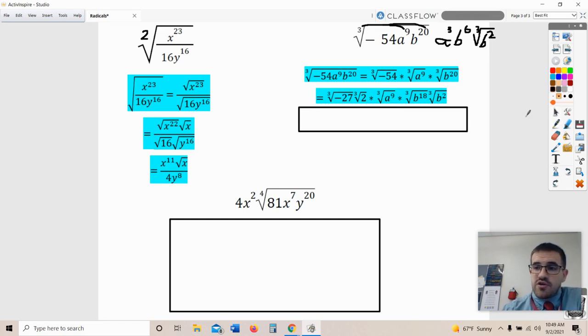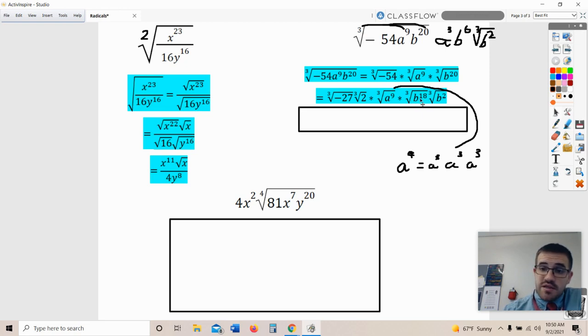The reason we're doing the cube root of a to the 9th, I'll draw that down here, is because a to the 9th equals a cubed times a cubed times a cubed. So because we're looking for the cube root, we're looking for what times itself 3 times will give us a to the 9th. And the same thing here. We know that b to the 6th times b to the 6th times b to the 6th will give us b to the 18th. So notice we now have the cube root of b to the 18th and the cube root of b squared.